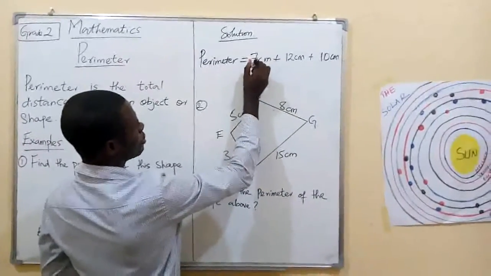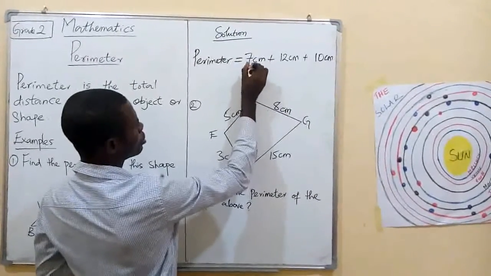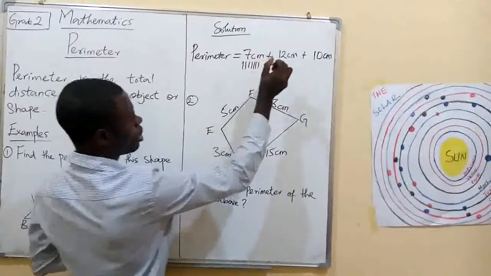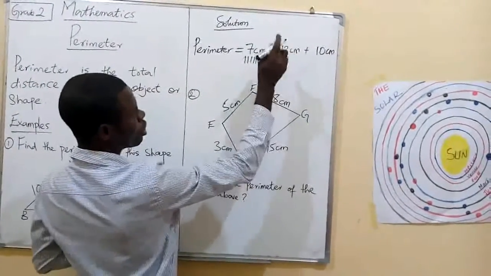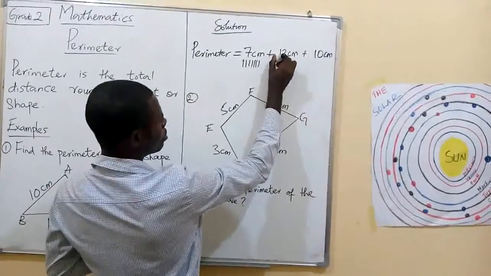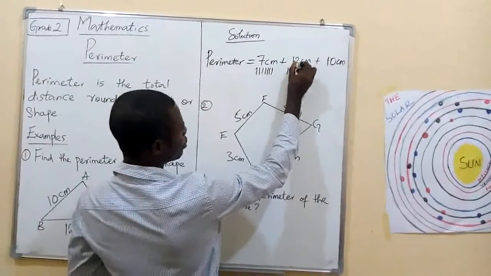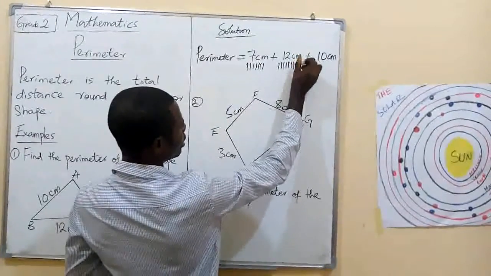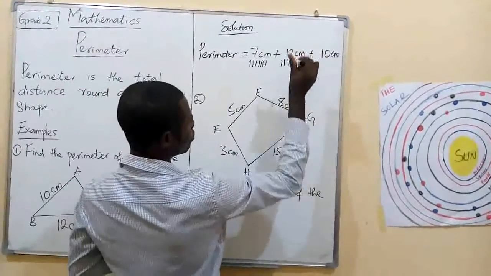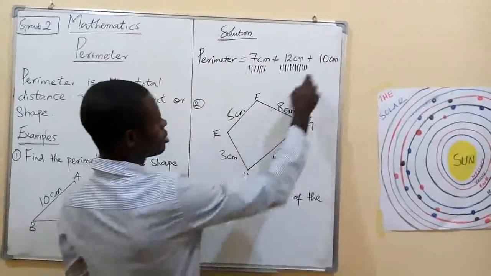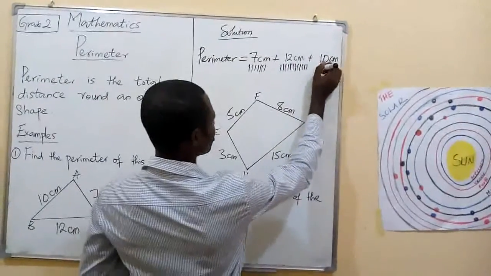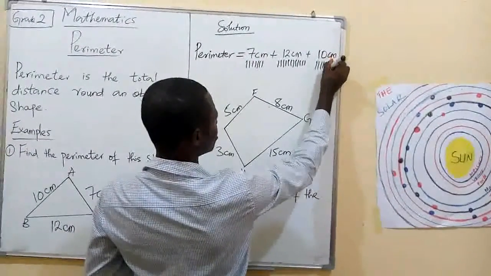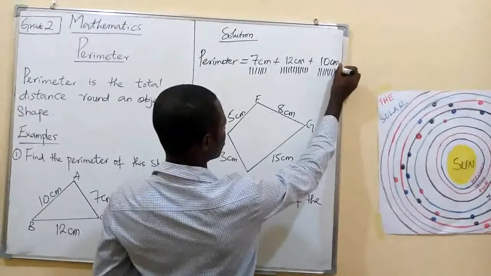Alright, let's count 7 strokes. Count with me. 1, 2, 3, 4, 5, 6, 7. Alright, let's count 12 strokes representing 12. 1, 2, 3, up to 12. Alright, let's count 10 strokes representing 10 there. 1, 2, 3, up to 10.